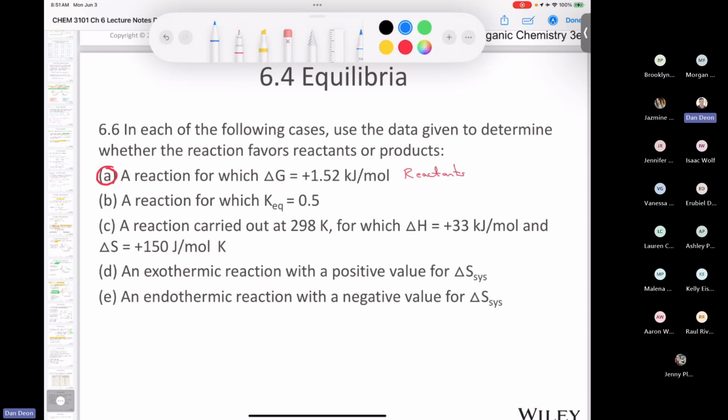What about the next one? If you have a K equilibrium that is less than 1, it's 0.5, is that going to be mostly reactants or products?